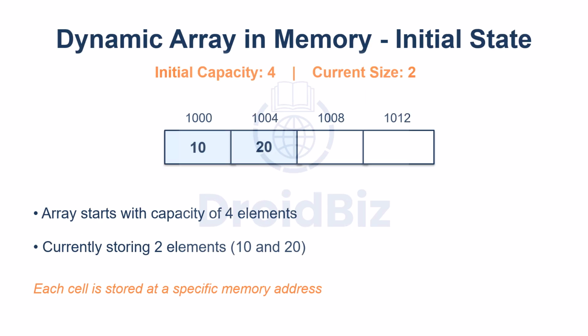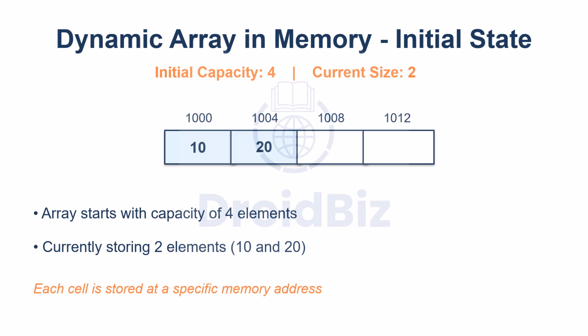Now let's see how dynamic arrays work in computer memory with a real example. Here we have a dynamic array in its initial state. The array starts with an initial capacity of 4 elements, meaning it has space to store up to 4 values. However, the current size is only 2, which means we are currently storing only 2 elements.